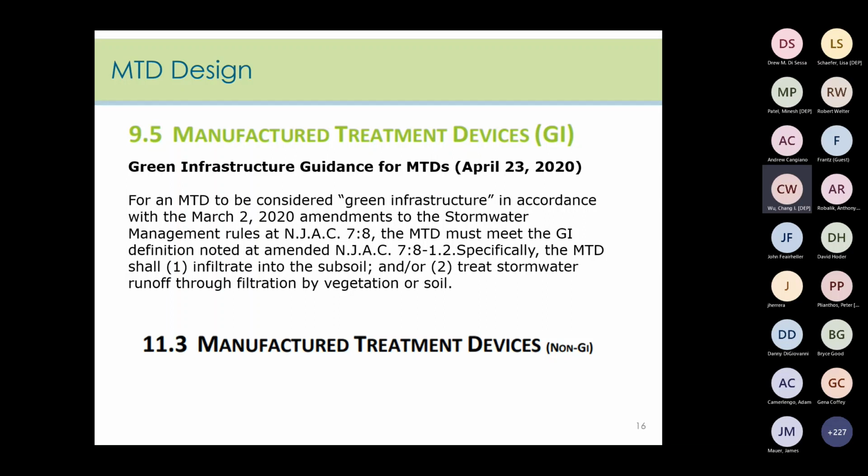Another category is the non-GI MTD, which does not infiltrate runoff into subsoil or treat stormwater runoff through filtration by vegetation or soil. Under the current rules, if you don't get a variance or waiver, you cannot use the non-GI MTD to meet the water quality requirement, but you can use the non-GI MTD as a pre-treatment for the small scale GI BMPs. And you can see our Chapter 5, our other BMP chapters, for more details.